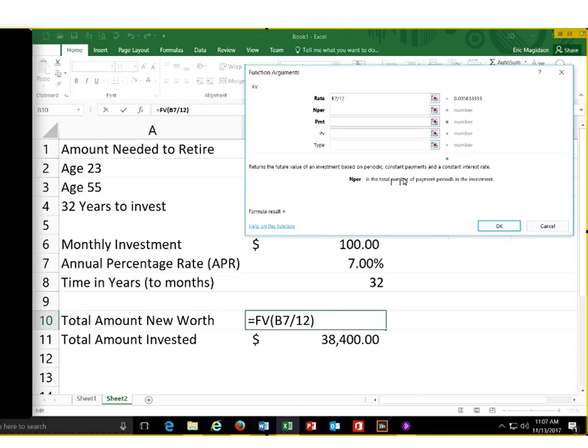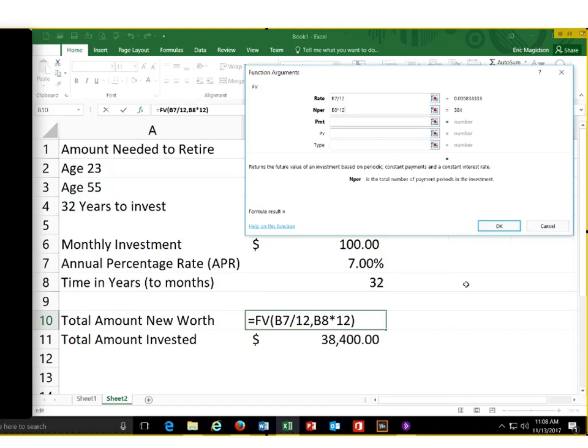If you notice down here, if you're like, well, what's N per? Well, N per is the total number of payment periods in the investment. That's 12, right? You're investing once a month. No, it's not 12. The total number. Aha, so I'm going to take my time in years times 12. I'm actually going to make 384 payments. And if I'm making 384 payments and we add 2 zeros, I'm investing 38,400. Everybody follow that?